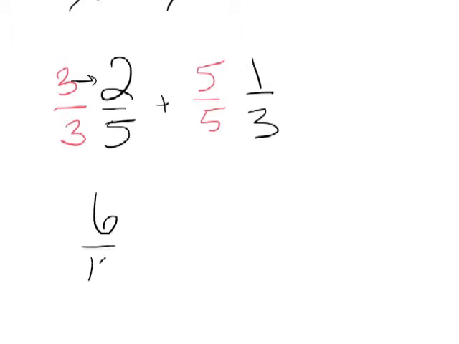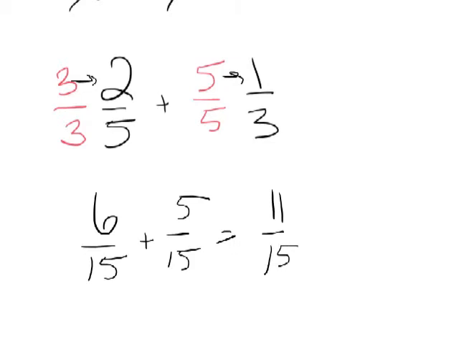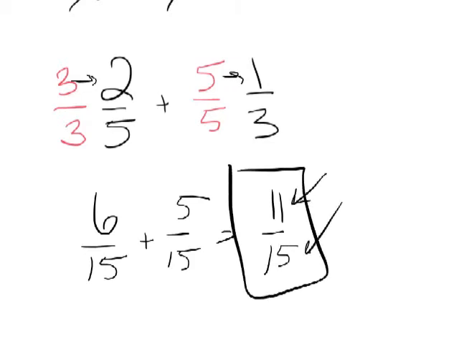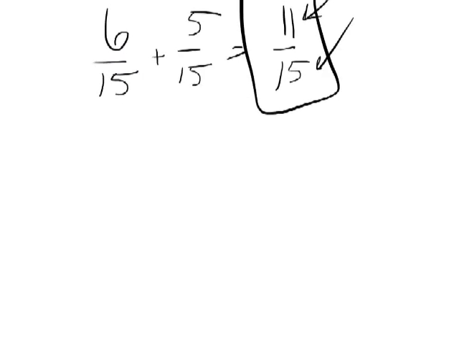So we have 6/15 plus 5/15 ends up being 11/15. Next thing we want to do is we want to look to see if the numerator and the denominator share any common values or factors, and if they don't, we know that it's in simplest form and we don't have to do anything. So when adding fractions, make sure that the denominators are the same, and if they are, just add the numerators.